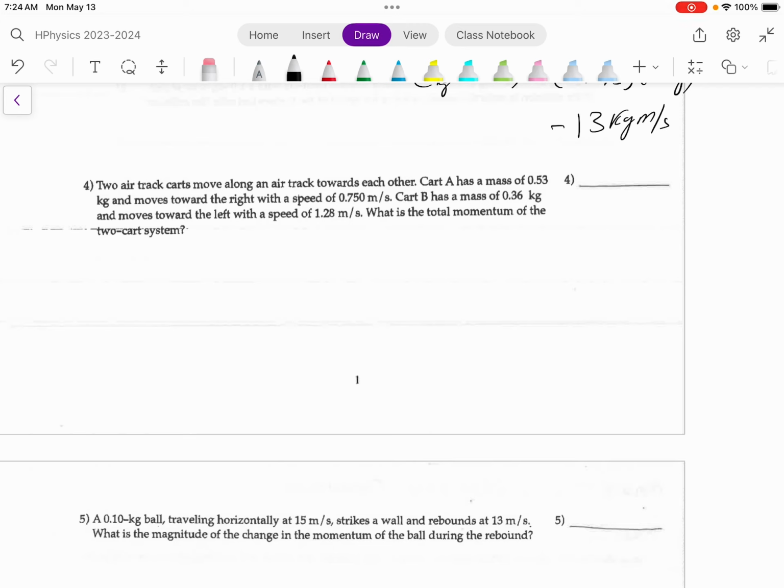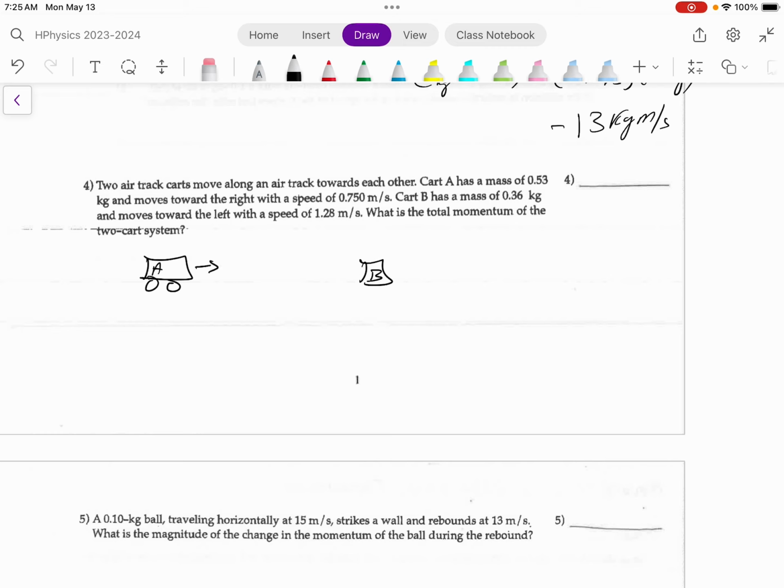Cart B has a mass of 0.3 kilograms and moves towards the left. What is the total momentum of the two-cart system? This problem is helping you understand that you must draw a picture and label. To the right, I'll assume is positive.